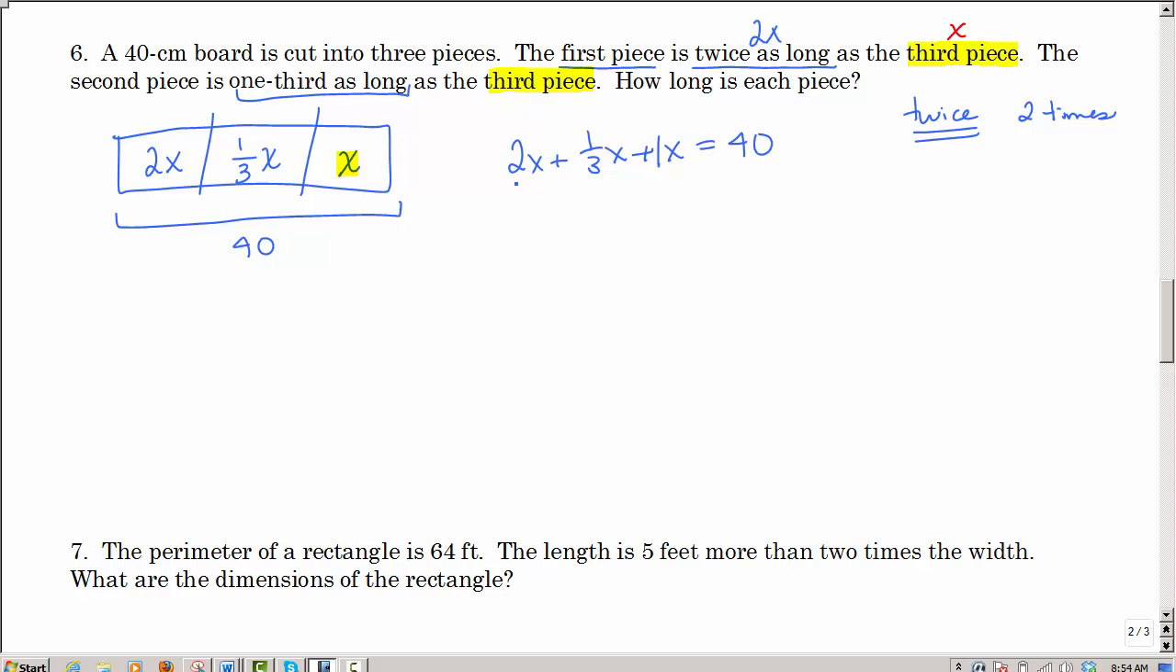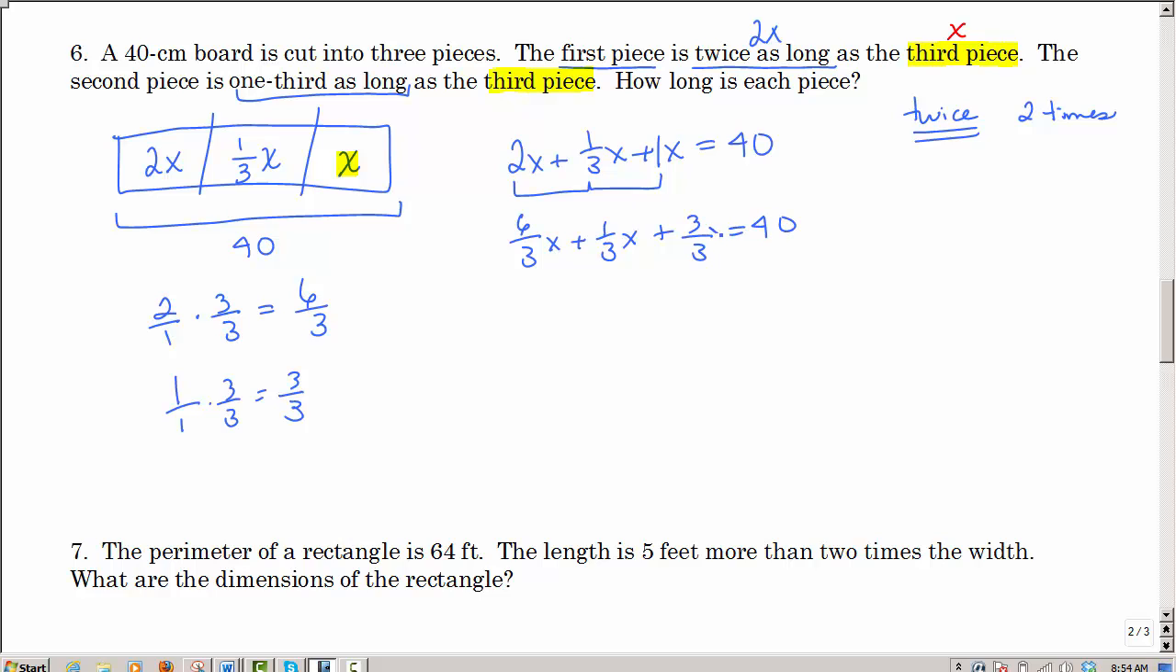other way. So in order to add these with the common denominator, I would have to find a common denominator of 3. So remember, 2 over 1, if I multiply by 3 over 3, that's going to be 6/3. So this would be 6/3 x plus 1/3 x, and then 1, I would multiply by 3 over 3. Oops, I left out my x's. Okay, so then adding fractions, I keep the denominator, I'm going to keep my x, and I add the tops, and I would have 10/3 x equals 40.